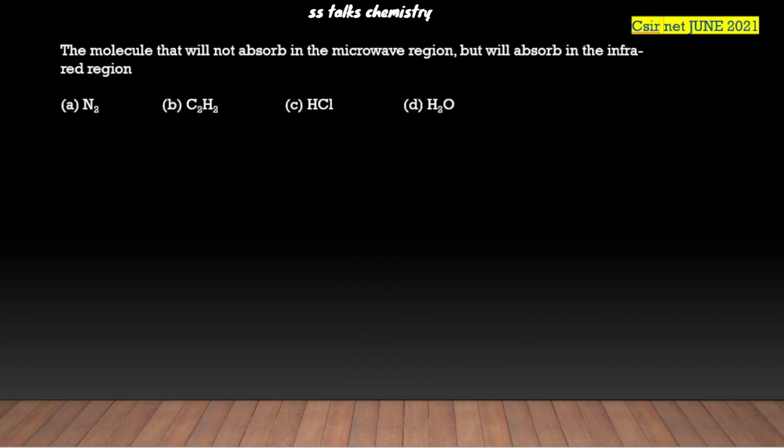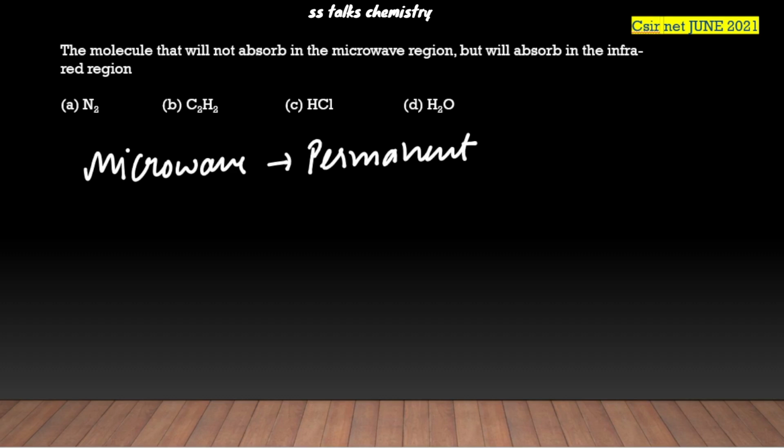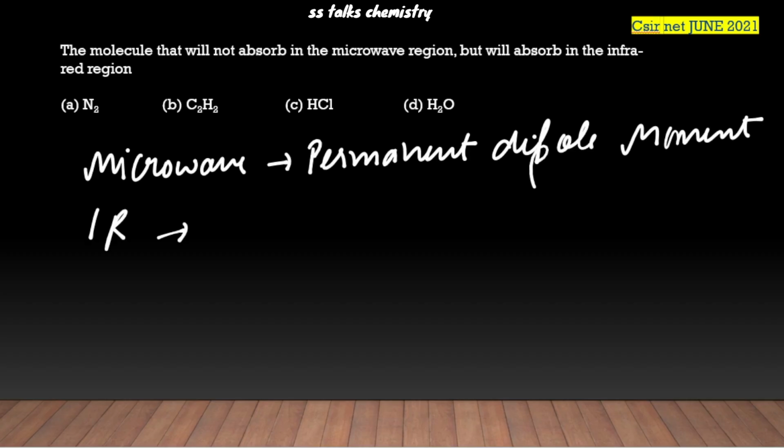This one is again from June 2021. The molecule that will not be observed in the microwave region but will be observed in the infrared region. So what are the conditions for a molecule to be microwave active and IR active? For microwave, the molecule should possess a permanent dipole moment. Whereas for a molecule to be IR active, there should be a change in the dipole moment.